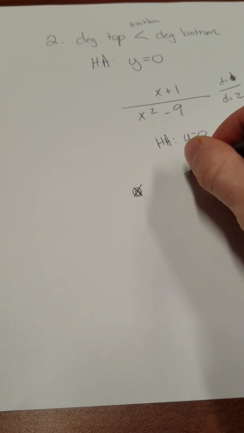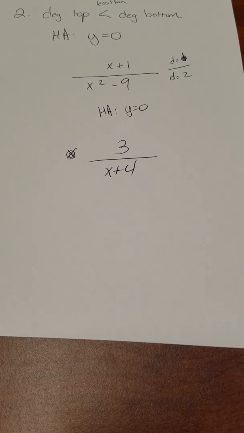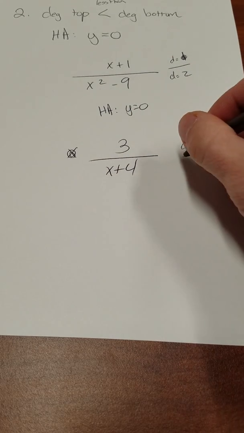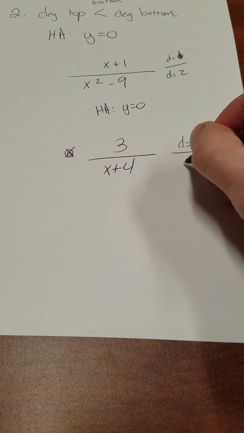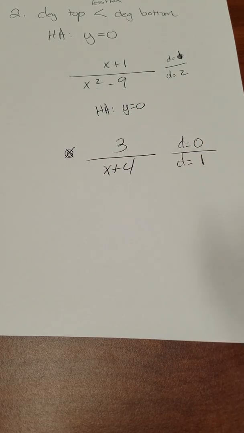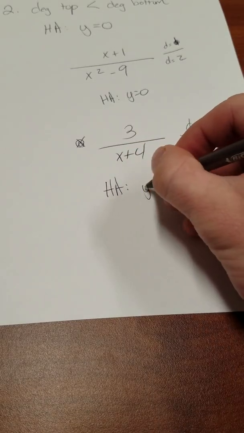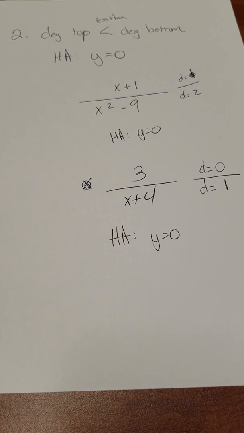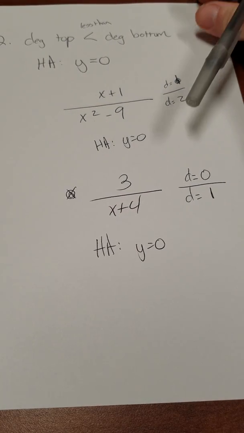Another scenario might be something like this. Degree of the top. There is not a variable. Okay? Since there's not a variable, that means our degree is 0. Degree of the bottom, it's just x, so it's just a 1. So your horizontal asymptote again would be y equals 0. So if the degree of the top is less than the degree of the bottom, then y equals 0 is always going to be your horizontal asymptote.